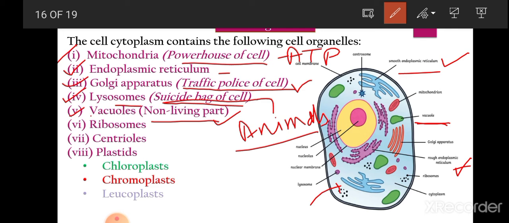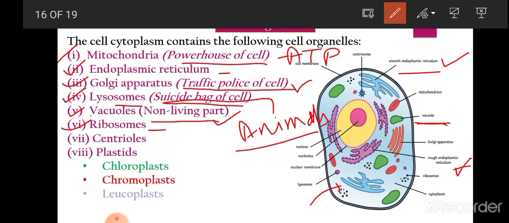Now the next cell organelle is ribosomes. Ribosomes are a very important cell organelle in the cell because they help in the process of protein synthesis. They are called the protein factories of the cell because they help in the formation of proteins in the cell.